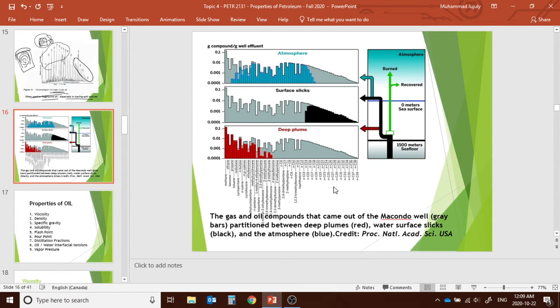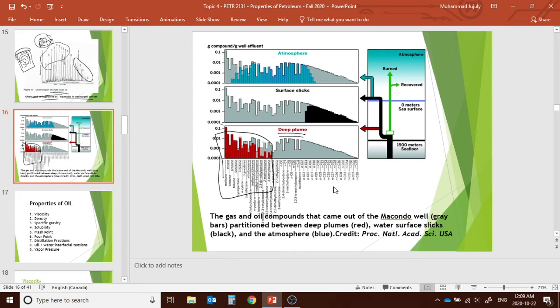Okay, now this is a chromatogram for the Deepwater Horizon incident. I guess everyone knows about the incident. It shows what the composition of the crude oil was in there. The red portion shows the range from methane to the smaller chains. This portion was in the deep plume.